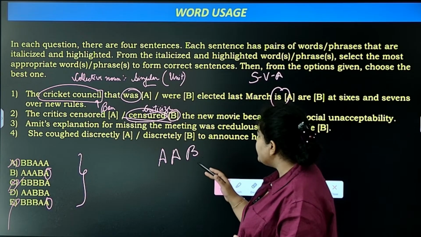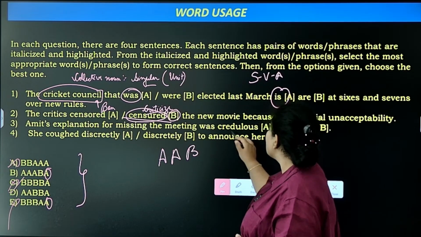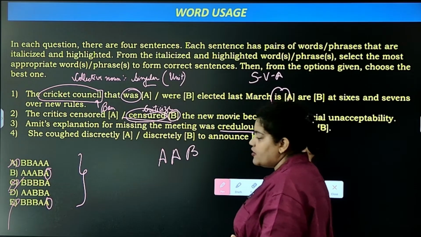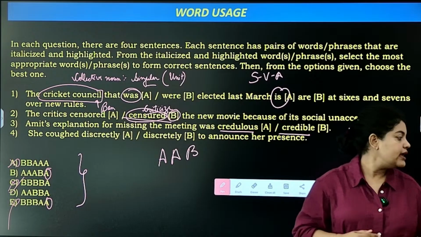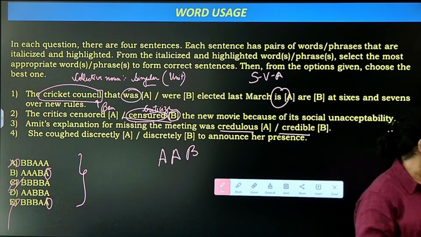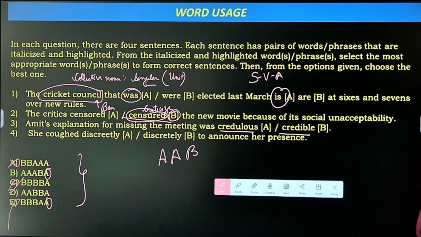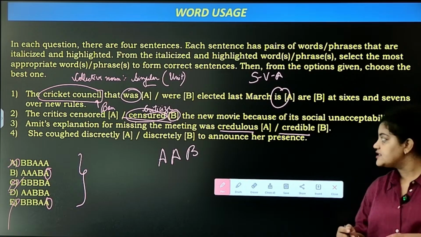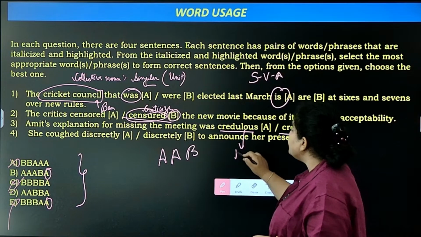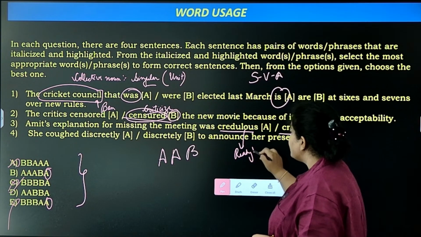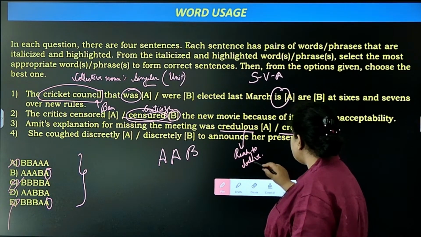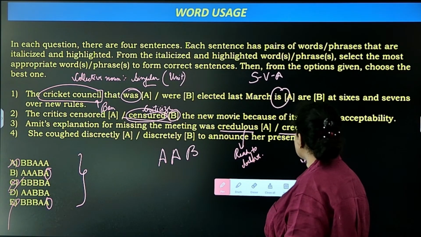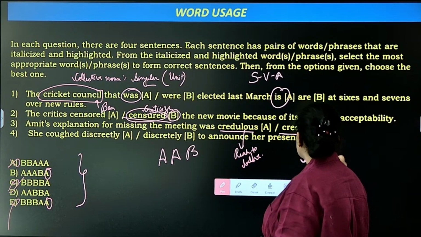Now Amit's explanation for missing the meeting was credulous or credible. Okay, now credulous, what is credulous? Any idea what is credulous to anyone? Yeah, so credulous is basically who is ready to believe anything. Okay, gullible. So कुछ भी चीज को believe कर लेता है, right? So that is the case. Credible is a person who is trustworthy, जिस पे भरोसा कर सकते हैं.